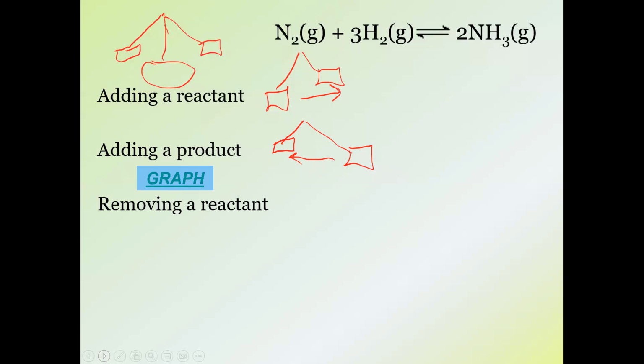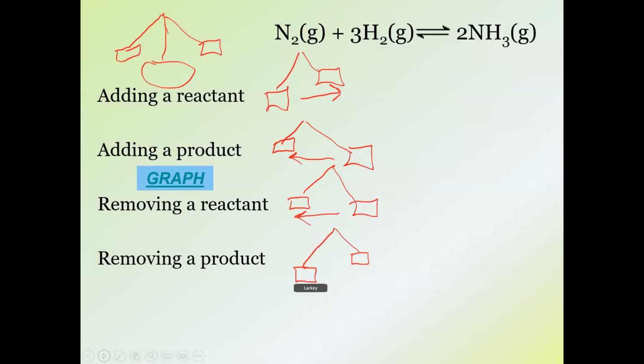Same kind of thing applies with removing a reactant. If we take away a reactant, then the products are too heavy, so we have to make more reactants to fill in whatever we lost. And if we remove a product, that means that the product side is less than our reactant side, so we need more products for them to equal out.